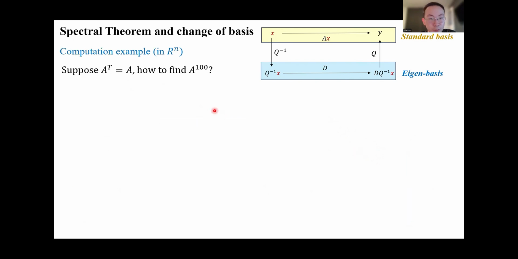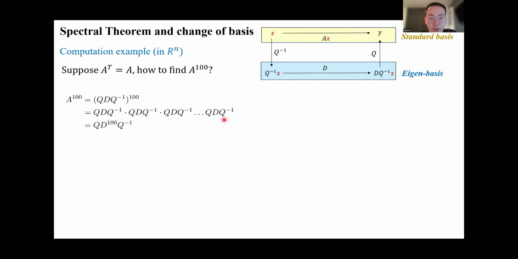Here is another computational example, and I think it is really important. If A transpose equals A, that means this A satisfies the condition for the spectral theorem. Then how do we calculate A to the power of 100? Okay, you can say I put this into some computer software and I can get a result in 3 seconds, but a more clever way to do it is to use this spectral theorem and decompose A into this form.